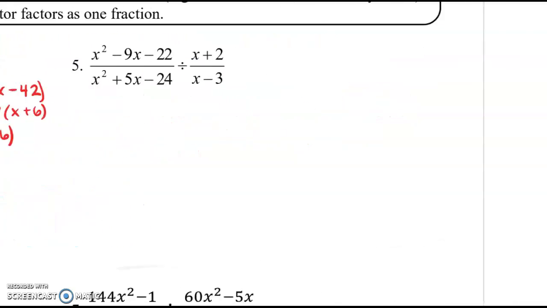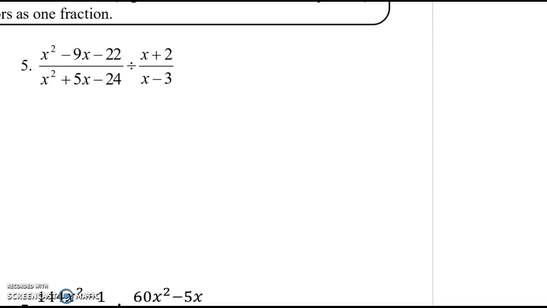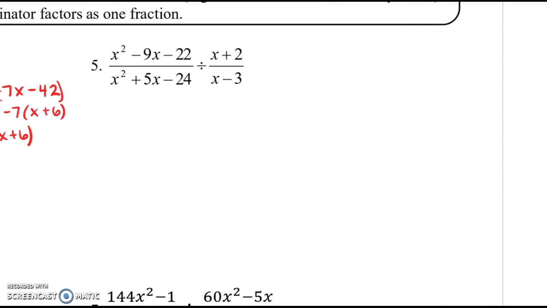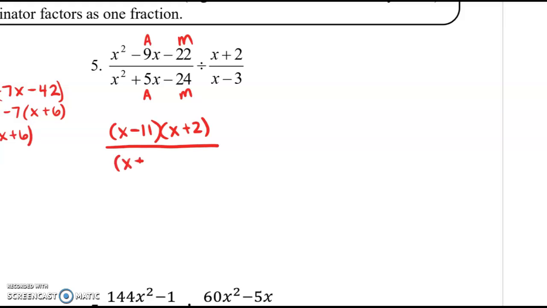All right, looking at the next one, keep, change, flip. So I'm going to start with my first fraction. I'm going to do add, multiply for both of these. Add, multiply. So I need two numbers that multiply to negative 22 and add to 9. So that's going to be my x minus 11, x plus 2. And then the bottom, same thing, multiply to negative 24, add to 5. So that's going to be x plus 8, x minus 3.